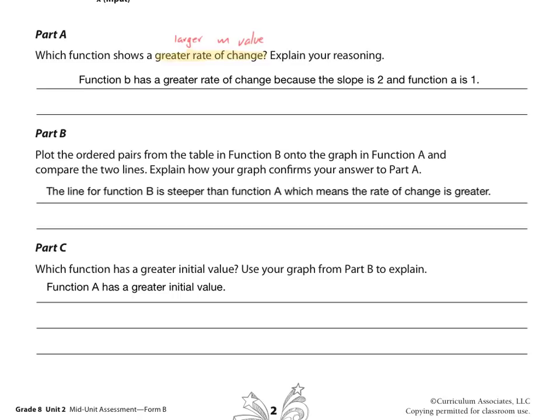Now, every single part in this question is going to be worth 2 points, making it a total of 6 points.